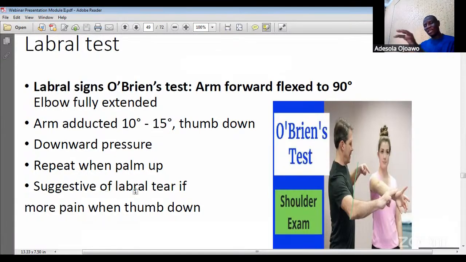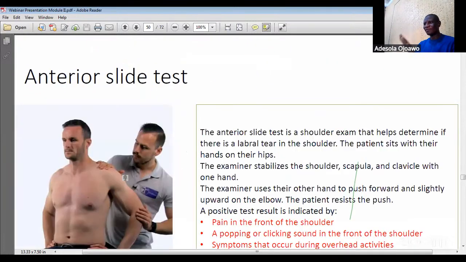With that, you have been able to diagnose posterior ligament problems, anterior ligament problems, labral tear, and impingement. All of those are at the shoulder joint. Then we have the anterior slide test. The anterior slide test helps to determine if there is a labral tear as well.